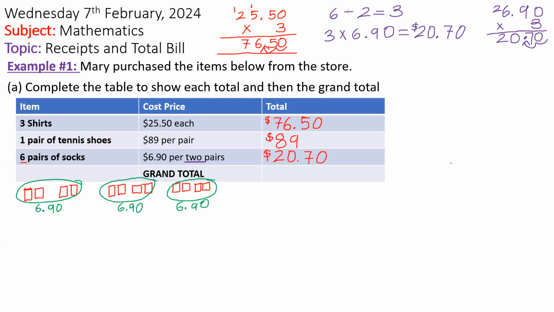Go ahead, Reagan. How do we get $20.70? Okay, you will get $20.70. There are 6 pairs of socks and $6.90 is for 2 pairs. You would divide 6 by 2 and you would be left with 3. And then you multiply by 3, the number you got when you divided 6 by 2, and you would get $20.70.